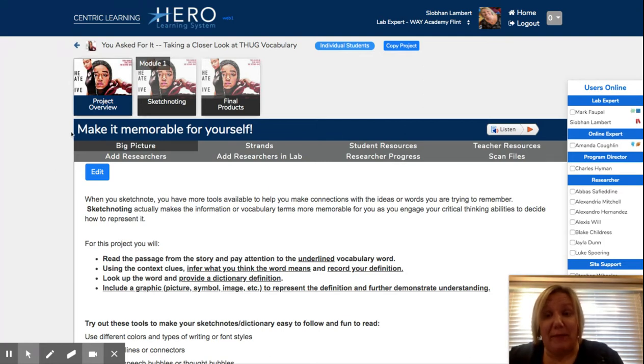you to make it memorable for yourself. And as you can see, when you sketchnote, you have more tools available to help you make connections with the ideas or words that you're trying to remember. Sketchnoting actually makes the information or vocabulary terms more memorable for you as you engage your critical thinking abilities to decide how to represent it. That's a whole bunch of teacher talk for what I want you to do is find out what the word means and then think of some sort of visual representation to help remind you what that word means.